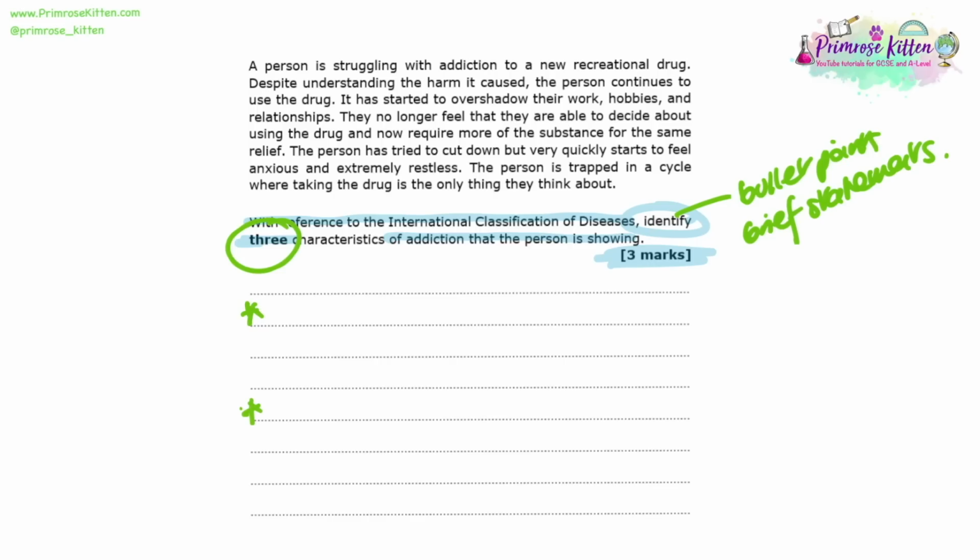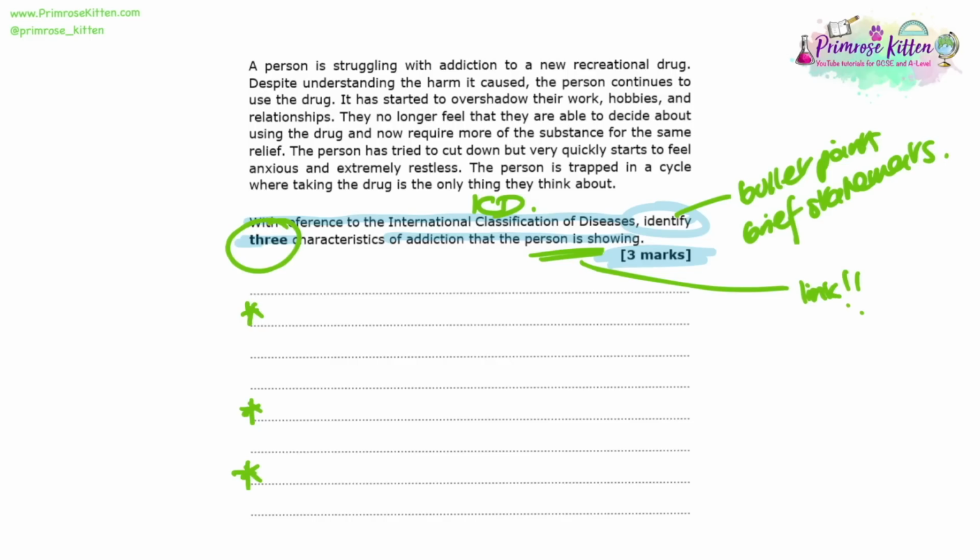And finally, to note that it's asking for reference to the International Classification of Diseases. So we know we need to be pulling from the formal diagnostic criteria for addiction. It does say with reference to the scenario, so always revisit the scenario, see what clues, see what hints have been left there, and what knowledge it triggers. This will really support you in answering the question.